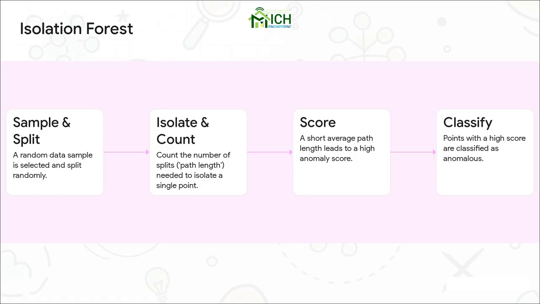Now, the anomalies, because they're different, they get isolated in just a few cuts. The normal points, though, they're buried deep in the data crowd, so they take way more cuts to find. A short path to isolation means a high anomaly score. It's so elegant and ridiculously effective.